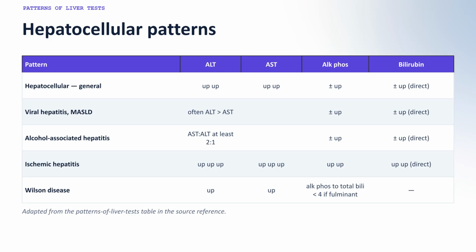In general, hepatocellular injury raises both aminotransferases markedly, with the alkaline phosphatase only mildly up. Within that, viral hepatitis and metabolic dysfunction-associated steatotic liver disease usually show alanine aminotransferase higher than aspartate aminotransferase. Alcohol-associated hepatitis shows the reverse, with a ratio of at least 2:1. Ischemic hepatitis raises everything dramatically. And in fulminant Wilson disease, the ratio of alkaline phosphatase to total bilirubin is under 4.